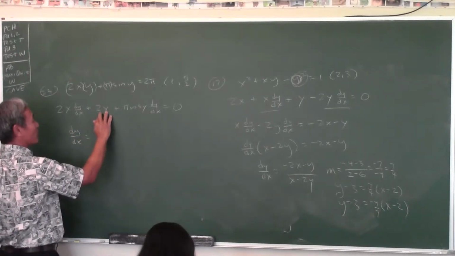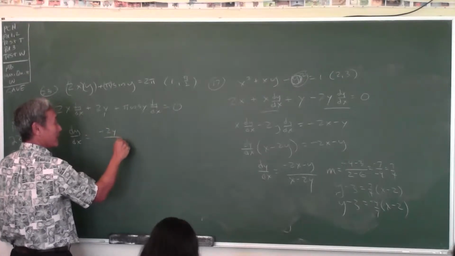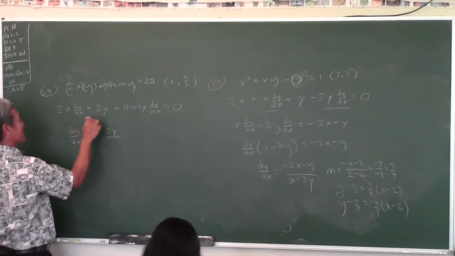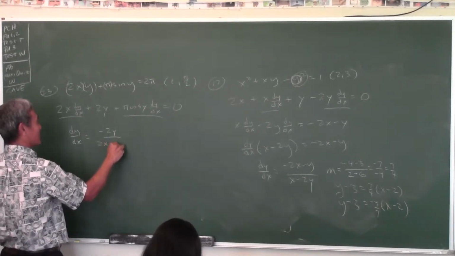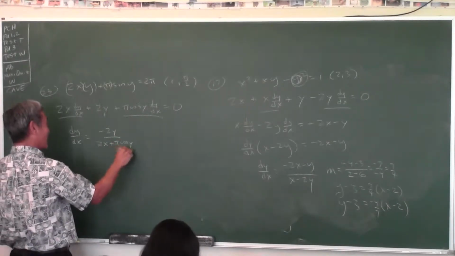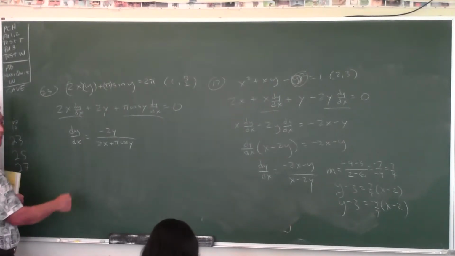dy dx is equal to, look, you can do this. This is the only term without a dy dx in it. Move it to that side, so that's negative 2y, right? If you factor out the dy dx from these two terms, what's gonna be left? 2x plus pi cosine pi y. There you go. There's your derivative.